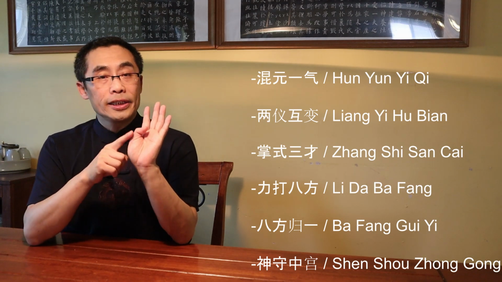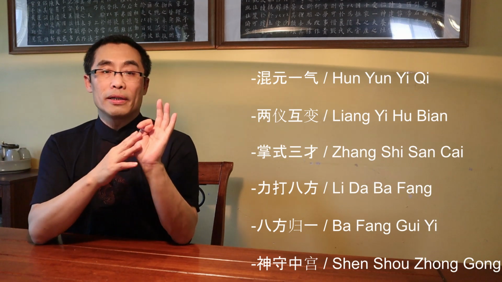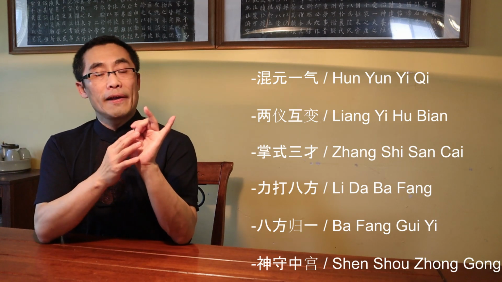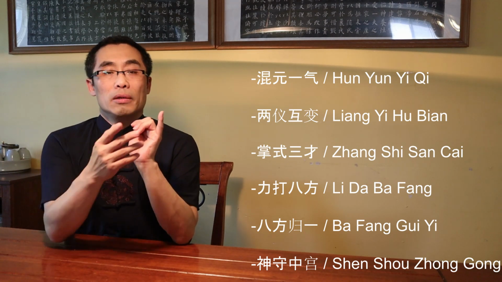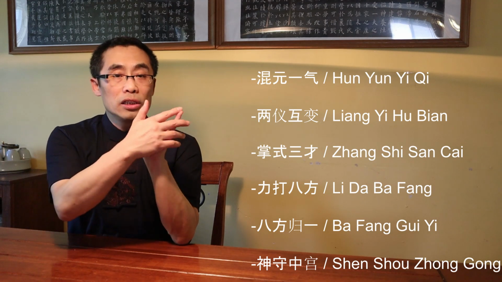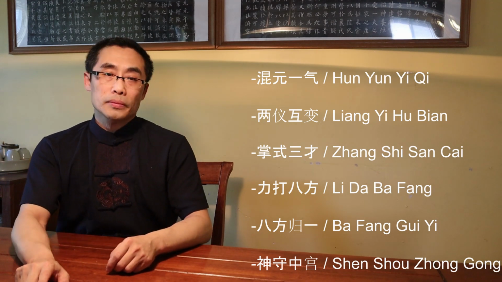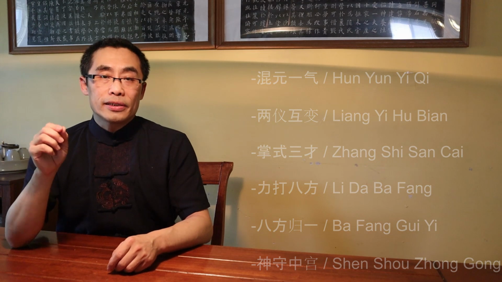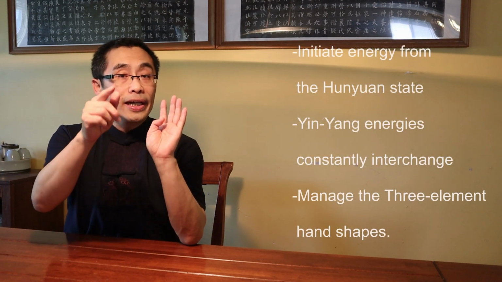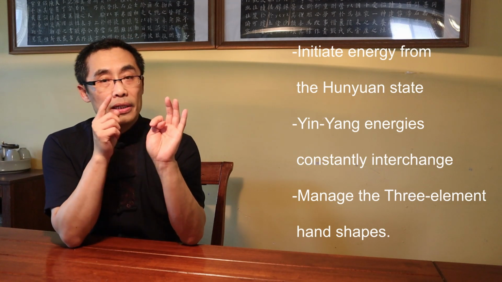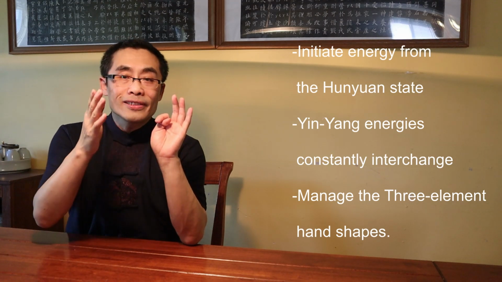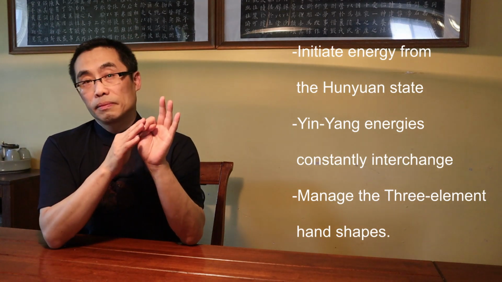These are 混元一气, 两仪互变，掌事三才，力打八方，八方归一，神守中宫. The English equivalents are: first, initiate energy from the Hunyuan state. Second, yin-yang energies constantly interchange.